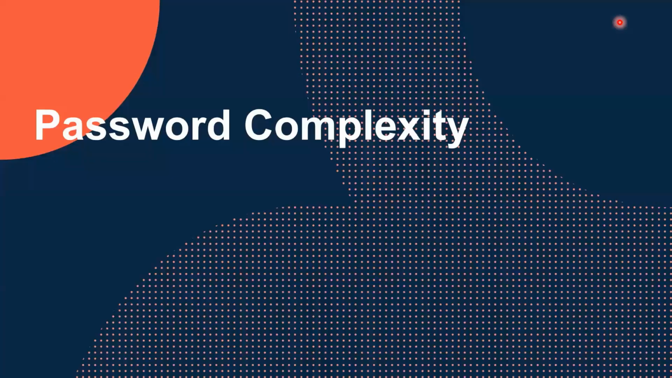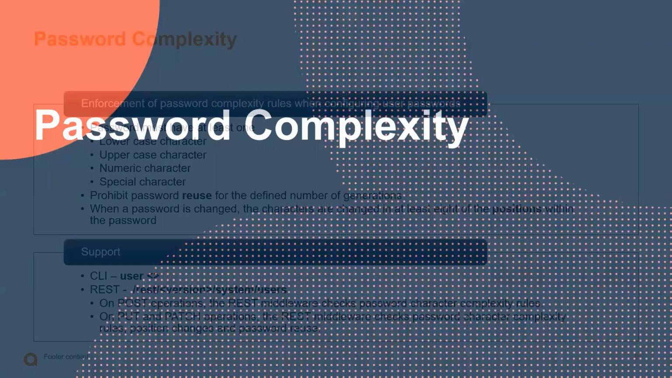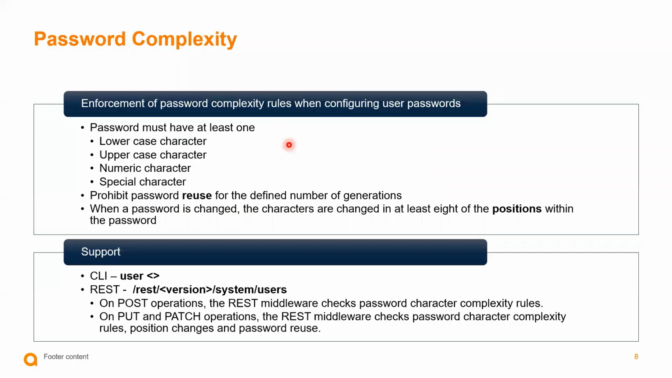Let's see the first feature, password complexity. The password complexity enhancement involves password character complexity, banning the password reuse and guiding the version changes. It is the enforcement of password complexity rules when configuring user passwords. The password must have at least one lowercase character, one uppercase character, numeric character, and a special character. It will prohibit the password reuse for the defined number of generations.